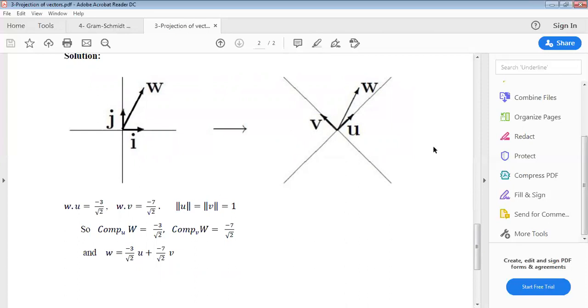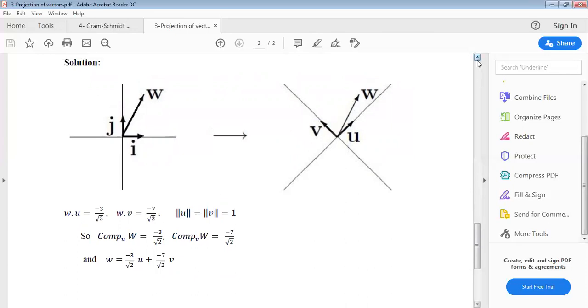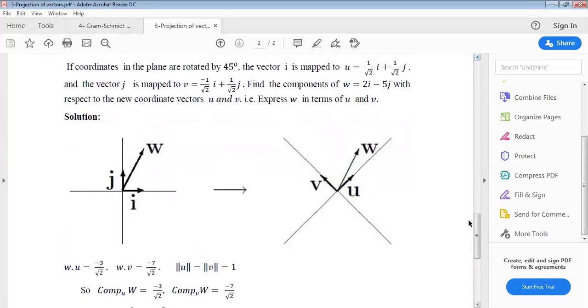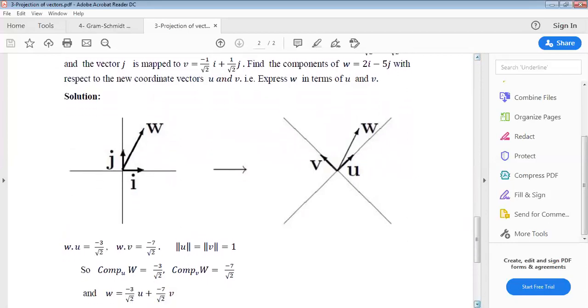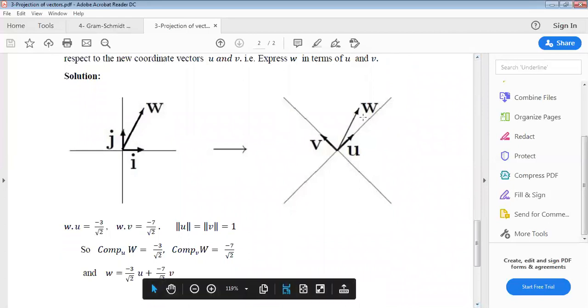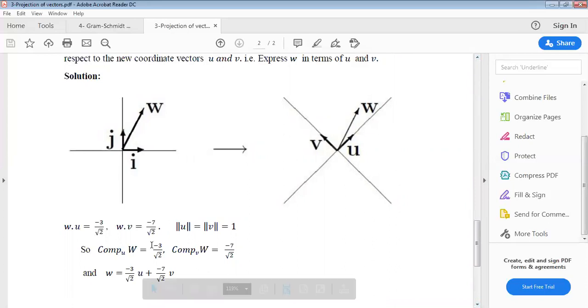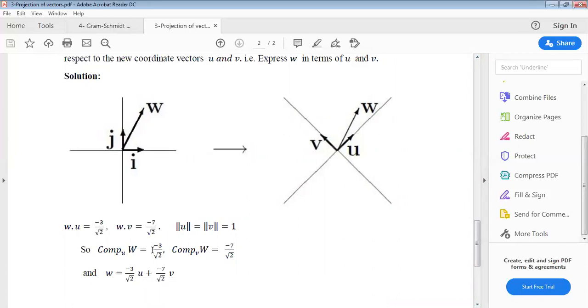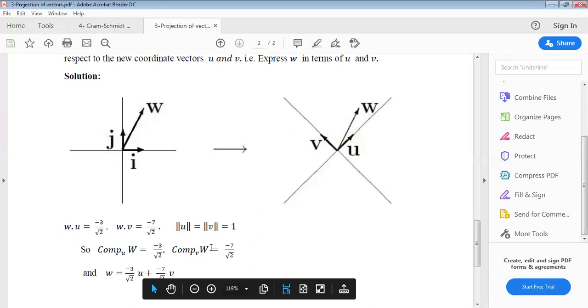What is now the magnitude of u? The magnitude of u is 1. The magnitude of v is also 1. Now the component of w on u is nothing but w dot u by magnitude of u. That value is minus root 3 by 2. Similarly, the component of w on v is minus 7 by root 2.